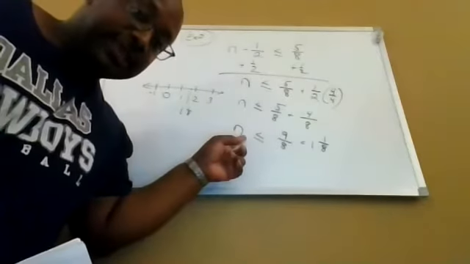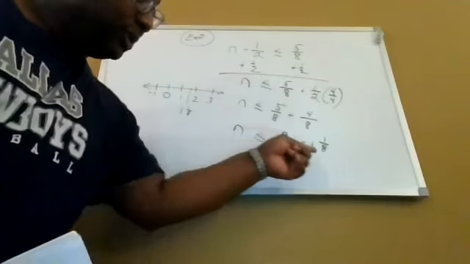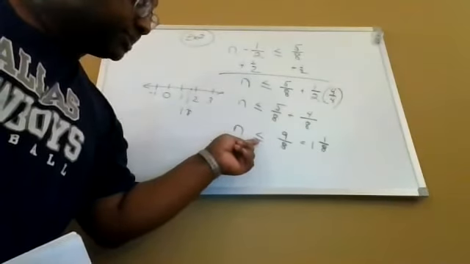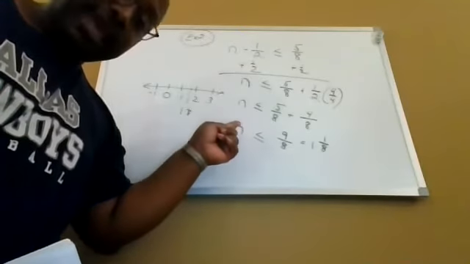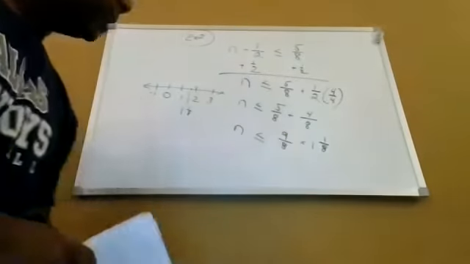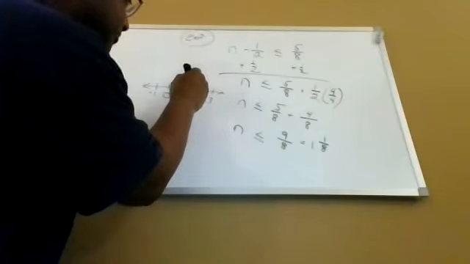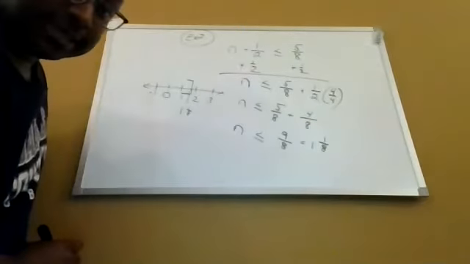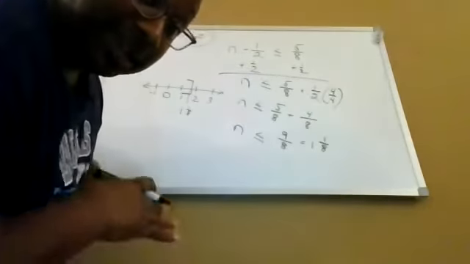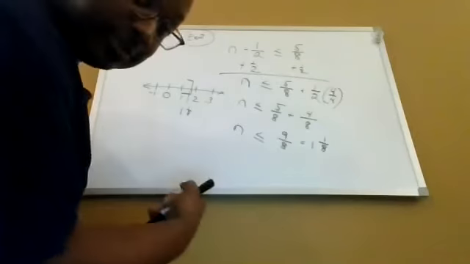This inequality tells me that I need all the values for n that are less than or equal to 1 1/8. Since I have this part of my symbol that has the equal to, I know I'm going to use a square bracket at the point 1 1/8. So I draw my square bracket. Now I need all the values that are less than 1 1/8. Well, it's everything to the left. So I draw my arrow to the left.